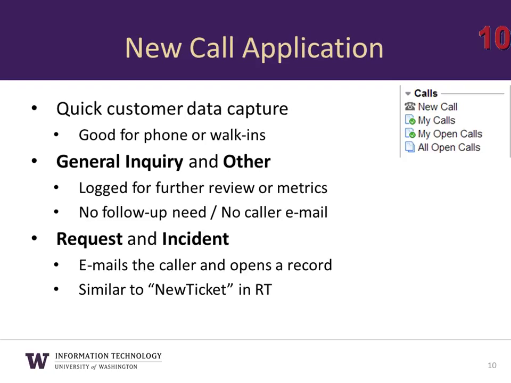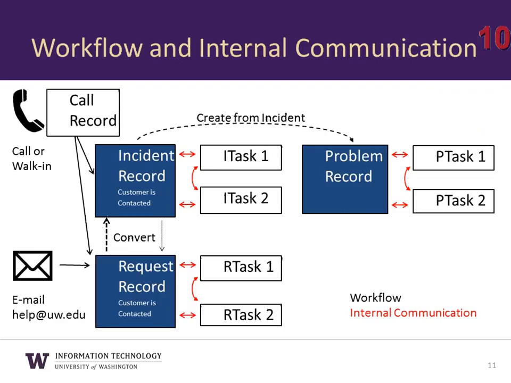So I just want to differentiate. If you use the new call application, there are 2 destinations that don't generate an email and 2 destinations that do generate an email. And I want to stress the customer communication portion of this. And this is my big complicated graph. This is about as complicated as it gets, but I think it's useful. I want to point out that any email to help at you is going to generate a request record. That makes sense? That's going to be the most common usage for all of us.